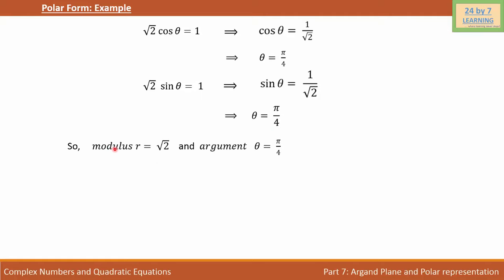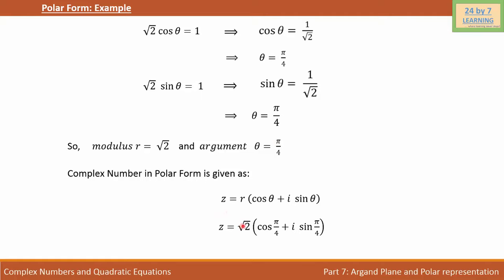So the modulus of the complex number is r equals root 2, and the argument or amplitude of the complex number is theta equals pi over 4. Now let's write the complex number in polar form. z equals r (cosine theta plus i sine theta). Substituting r equals root 2 and theta equals pi over 4, I get z equals square root 2 (cosine pi over 4 plus i sine pi over 4). And this is my complex number in polar form. This is how we can convert any complex number into polar form.